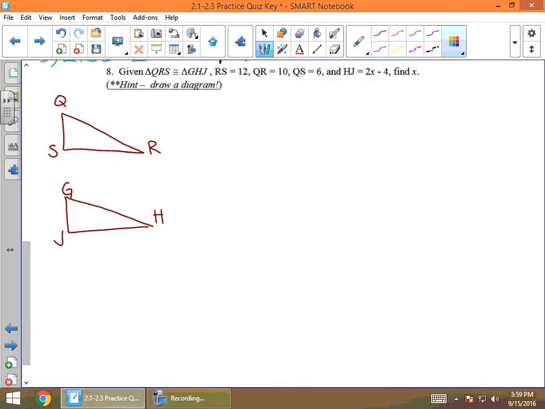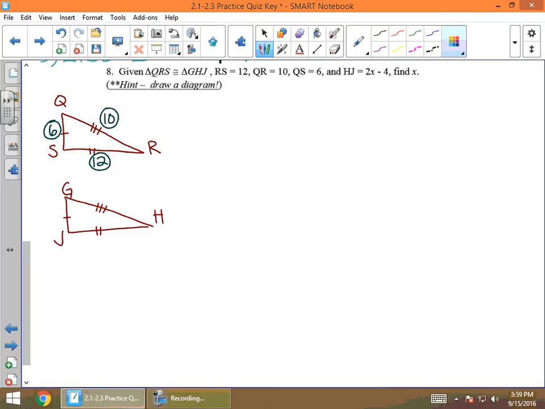And these things are congruent. So if I wanted to mark, that is congruent to that, and this one is congruent to this one, and this one is congruent to this one, I could mark it if I wanted to. But it tells me that from R to S, this is 12. And from Q to R, this is 10. Of course my picture's not drawn to scale here because my longest side is not even the longest. And Q to S is 6.